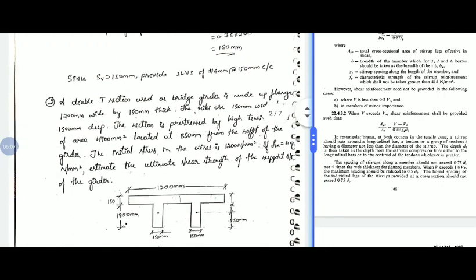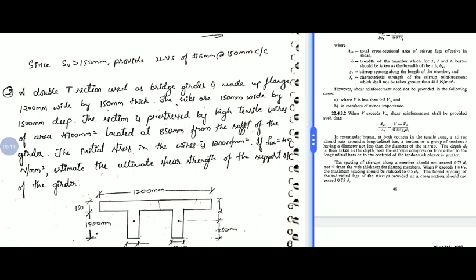Next problem. A double T section used as a bridge girder is made up of flanges 1200 mm wide by 150 mm thick. The ribs are 150 mm wide by 1500 mm deep. The section is pre-stressed by high tensile wires of area 4700 mm square located at 850 mm from the soffit of the girder. The initial stress in the wires is 1200 Newton per mm square. If FCK equals 40 Newton per mm square, estimate the ultimate shear strength of the support section of the girder. So here you need to find out what is VC. That's it. There is no need of design.